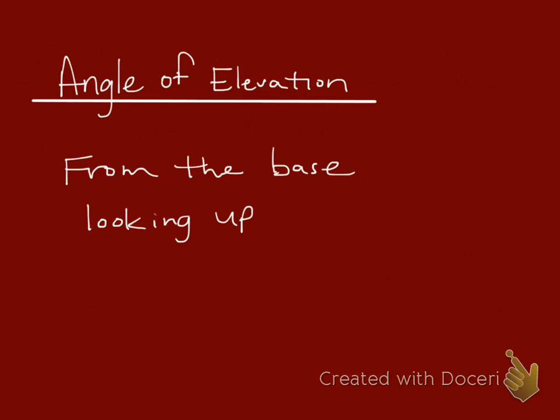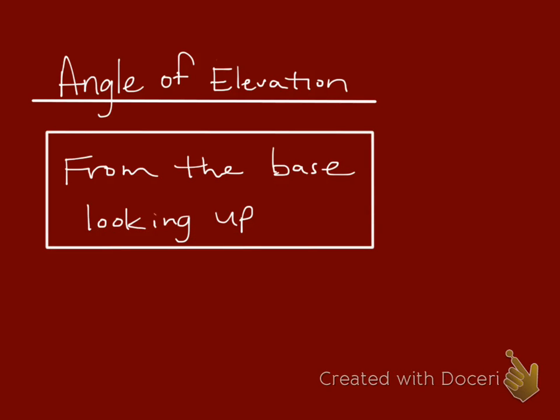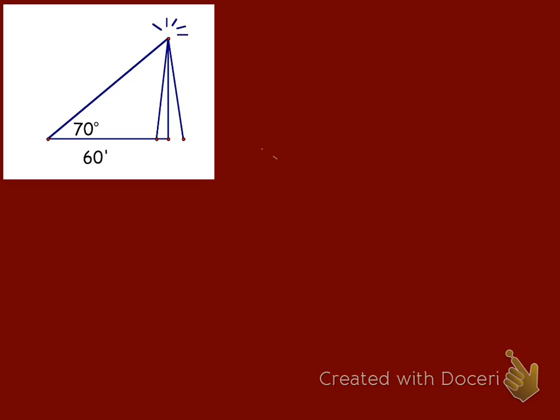Okay, moving on. The next day or so, we're going to start talking about angle of elevation. Angle of elevation is, simply put, when you're looking from the base upward. So when you're looking up, you're looking at an angle of elevation. Your head goes up, you elevate, those kind of things. So in our example, in our picture here, 70 degrees right here is going to be our angle of elevation.